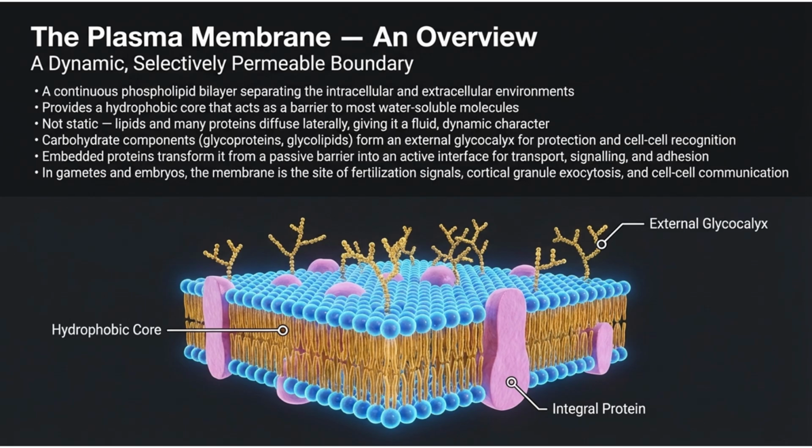In gametes and embryos specifically, the membrane is the site of fertilization signals, the cortical granule exocytosis reaction, and the cell-to-cell communication that coordinates compaction and differentiation. It is a structure of extraordinary sophistication packed into a sheet just 7 to 10 nanometers thick, less than 1/10,000th the width of a human hair. With that overview in mind, let us look at how scientists came to understand this structure, because the history of membrane biology is itself a lesson in scientific thinking.